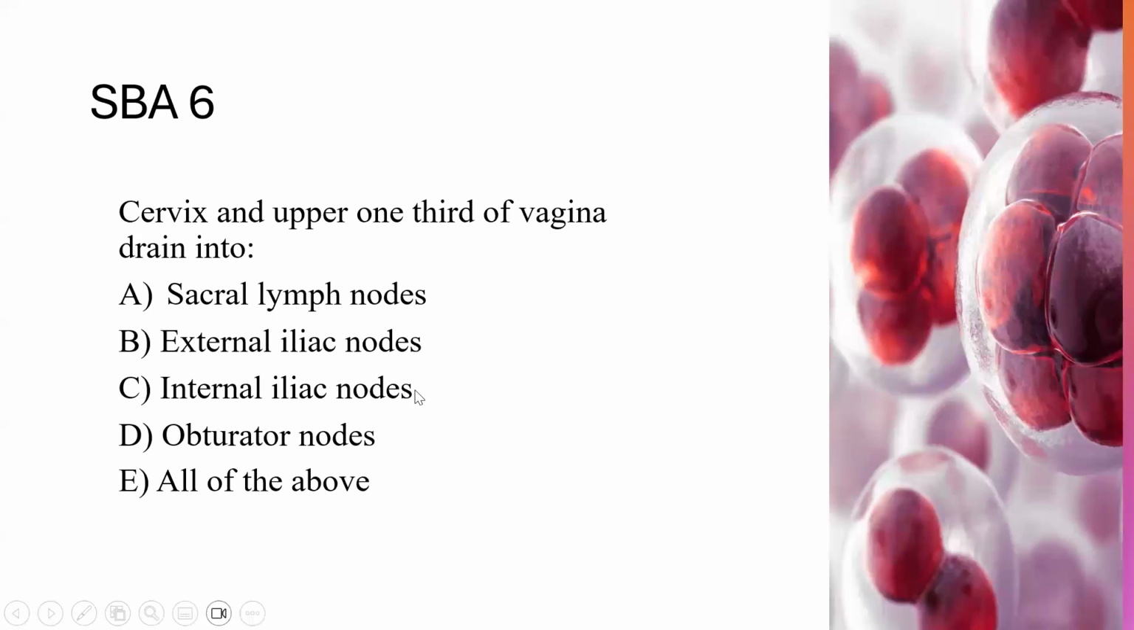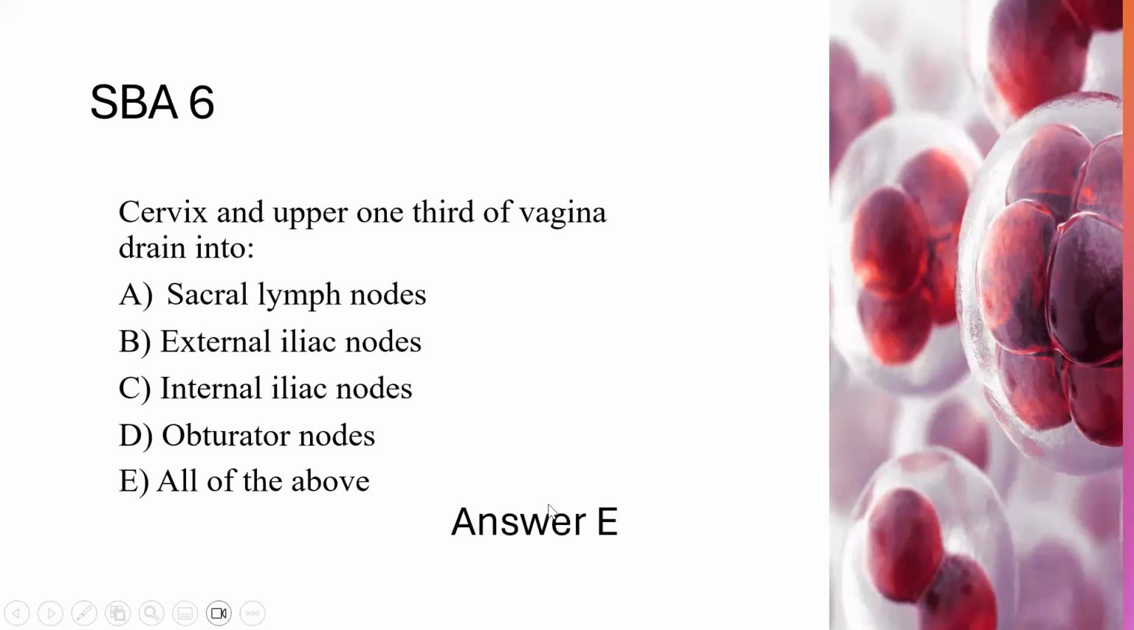Although the predominant one is internal iliac, lymph goes to all of these. If all of the above is not an option, then we can choose internal iliac nodes. But since all of the above is an option, always remember the concept of single best answer. You have to choose the one best. Here they haven't mentioned that it goes predominantly to, or most of the lymph goes to. They have simply asked that cervix and upper 1/3 of vagina drain into. So you have to cover all the areas where they are draining. These are the multiple nodes where the lymph goes, so the best answer to this question would be all of the above.